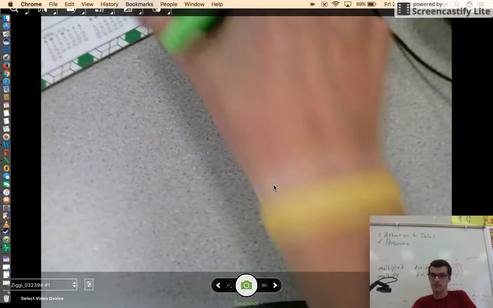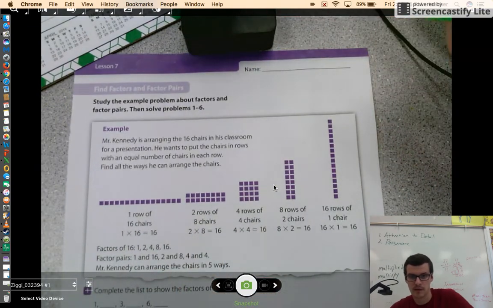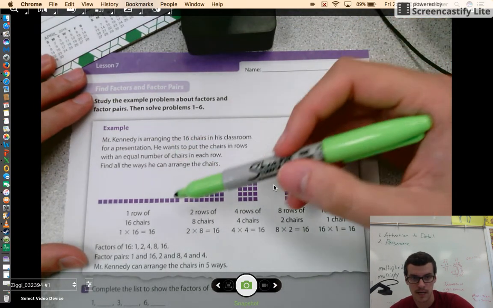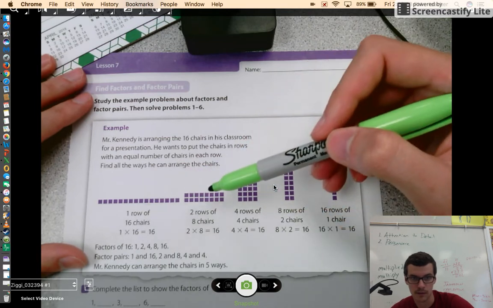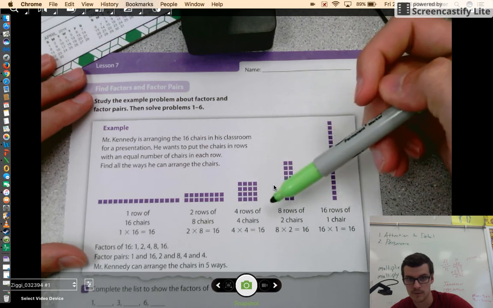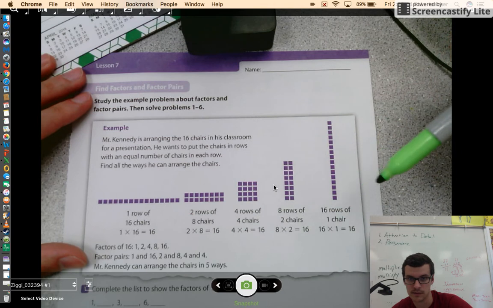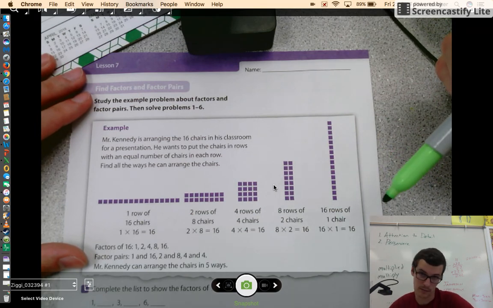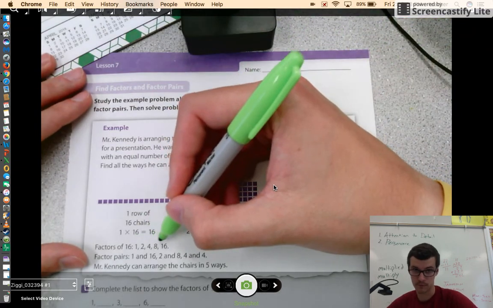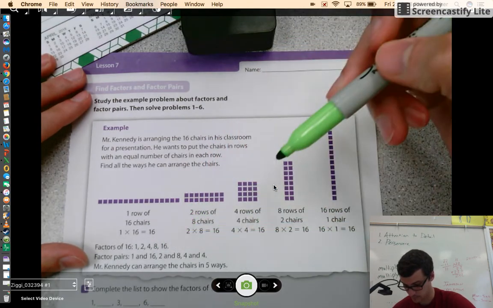Okay, let's look at a couple questions before I sign off here. So here's a good visual picture of what we're talking about with factors. You see the factors of 16 in array models here. So I could do 1 times 16. I could do 1 row of 16 chairs, 2 times 8, 2 rows of 8 chairs, a 4 by 4, 4 rows of 4 chairs, 8 times 2, 8 rows of 2 chairs, or 16 rows of 1 chair. So the factors here are going to be 1, 2, 4, 8, and 16. Factor pairs will be 1 and 16, 2 and 8, 4 and 4.